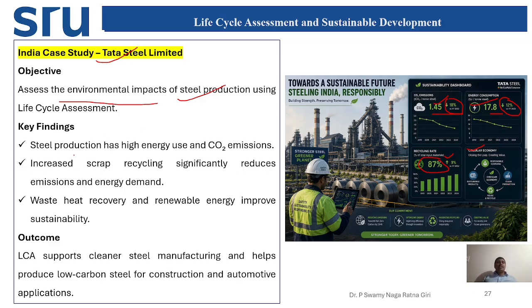So the key insights of this are that energy usage is high and CO2 emissions are reduced, and increased scrap recycling significantly reduces the emissions and energy demand and lowers the use of natural resources. Waste heat recovery is one way, and renewable energy improvement. Based on LCA analysis only, we are optimizing toward a sustainable future of steel in India. We have to understand this responsibly, and steel manufacturing helps to produce low carbon steel. That is also the best way for construction as well as automotive applications.